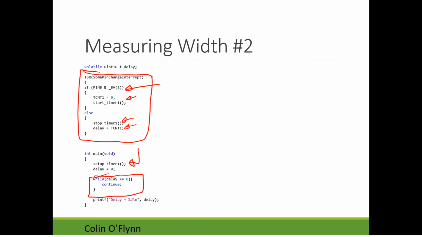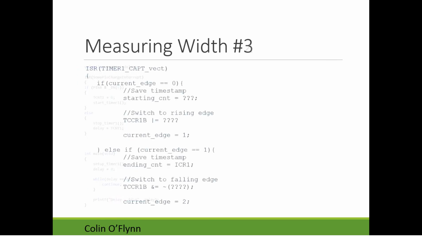Within the main loop, all I'm doing is checking, did I ever save a value to that register? If so, it then prints what the value is, and it's done.